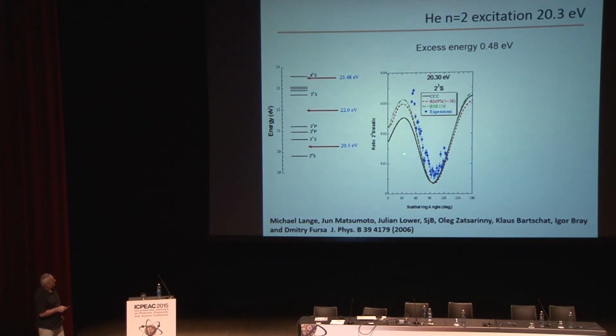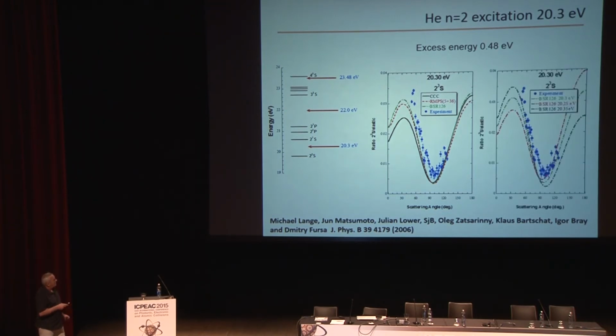What's plotted here is the ratio of the 2 triplet S to the elastic scattering cross-section. We see some very sensitive differences between the theories, but overall, the agreement between experiment and theory is not too bad. And this is only less than half a volt above the threshold. So that's a really difficult area typically for electron spectrometers to operate, and that's where the time-of-flight technique actually proved an advantage to us.